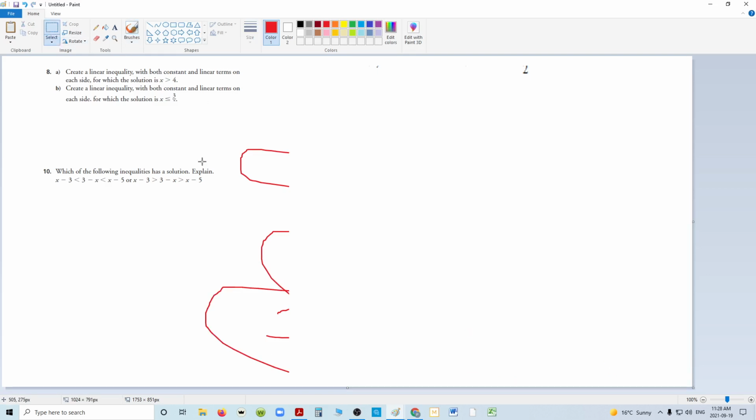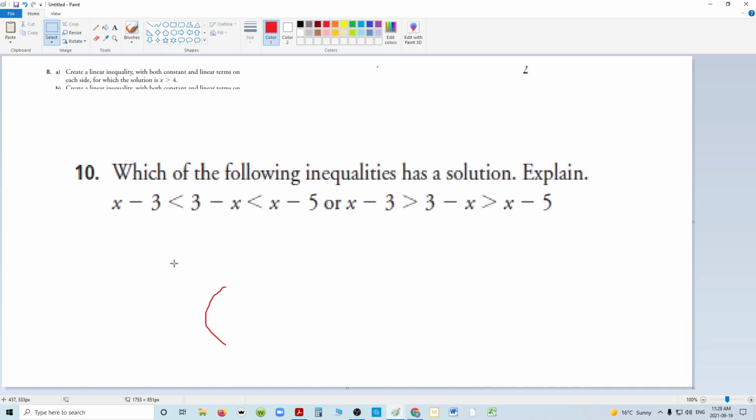Okay, and what's number 10? Which one of these has a solution? It always helps if you put it in the right terms. x minus 3 smaller or equal to minus 1. Okay, so let's just solve the left one. I'm trying to get x all alone in the middle. If I subtract an x from all these things, x minus x leaves a minus 3. If I subtract an x from here, I get 3 minus 2x. If I subtract an x from here, I get smaller than minus 5.